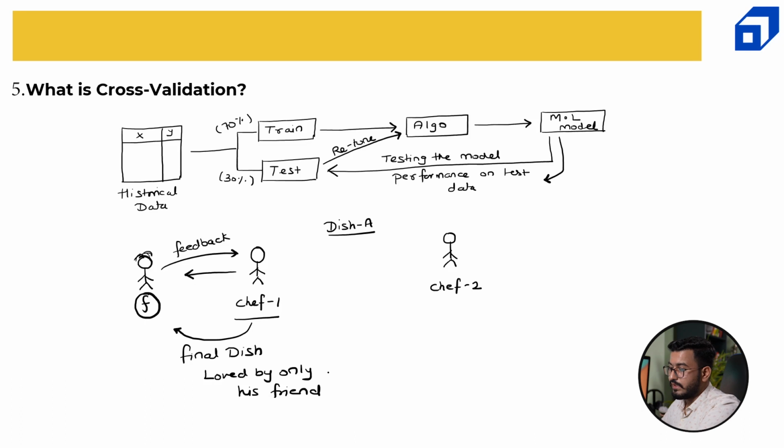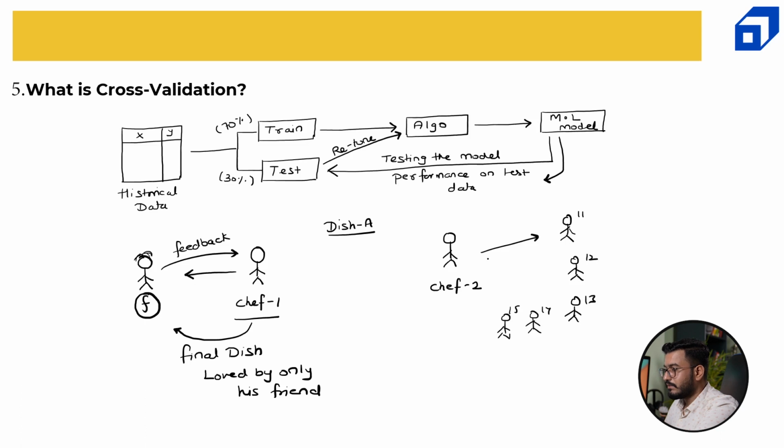While what chef 2 has done, he is making his dish tasted by every customer who is visiting his restaurant. So let's say I am visiting the restaurant which is owned by chef number 2. With all the dishes that I am ordering, chef 2 is also asking me to try out this new dish and to provide him with feedback. So every time a new customer, let's say customer 11, customer 12, customer 13, customer 14, customer 15.